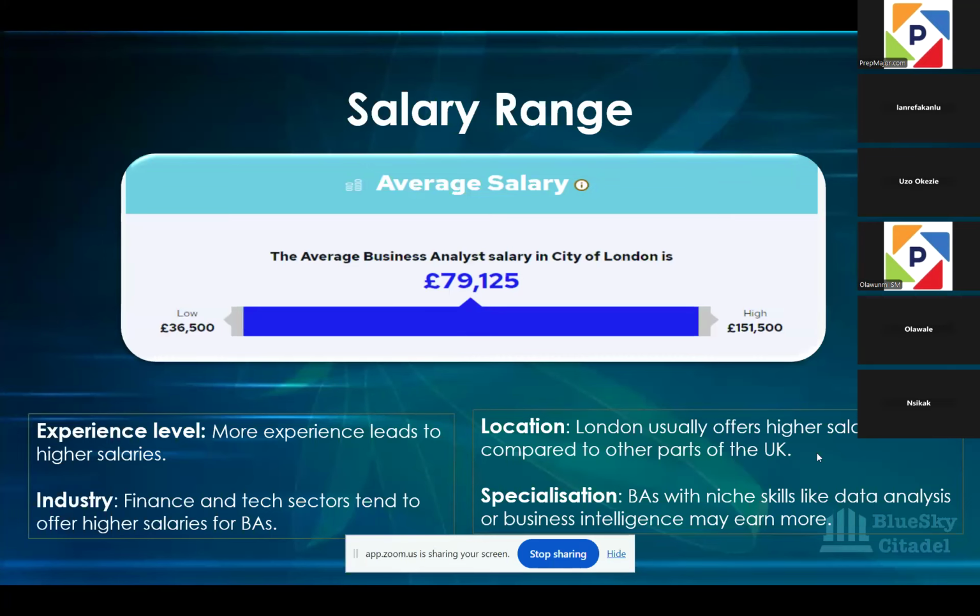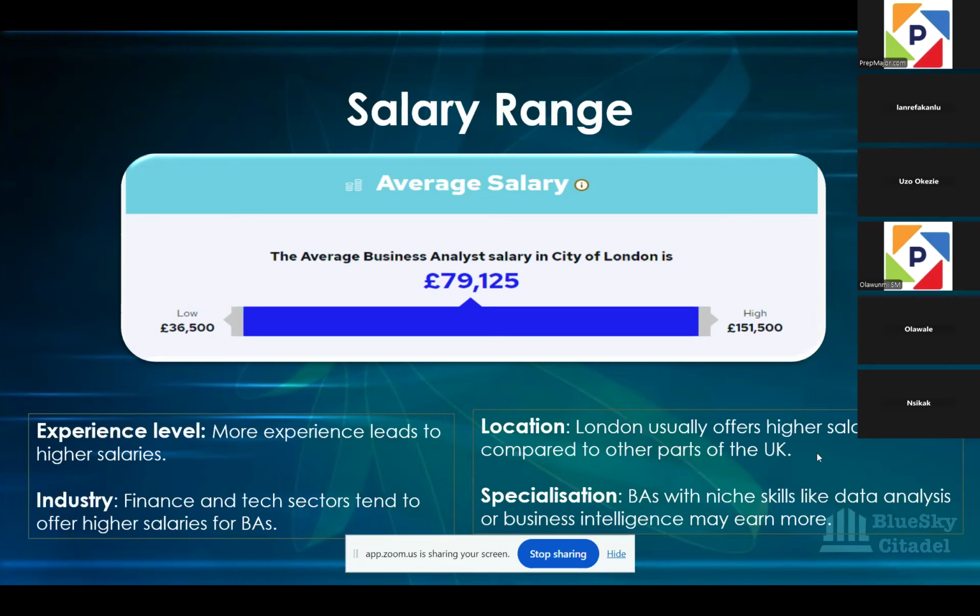Like in the UK, London is usually where the salaries are a lot higher. And then sometimes you may have additional specializations. So you can be a general BA, but if you're a BA with data analysis skills, you're going in with two major roles that people need. They don't have to hire two people. They just have you as a BA who has data analysis skills. Your salary will be on the high side.